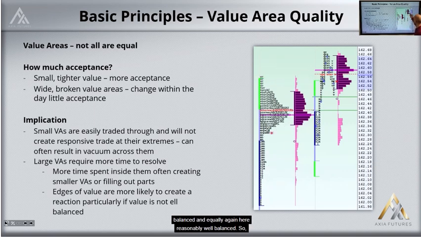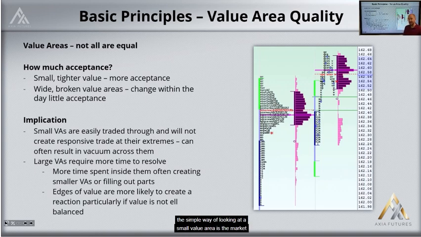And equally here, reasonably well balanced. So these are two value areas that I would suggest are reasonably good quality. Whereas where you have wide, stretched out value areas with multiple anomalous high and low volumes within them, so no bell curve, this suggests a lack of acceptance. And in that sense, the market needs to repair this. We need to work out where exactly value is, which brings with it its own implications.